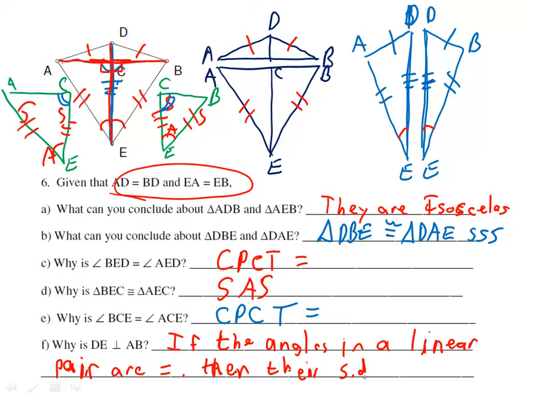And it makes sense, doesn't it? If you have a linear pair and they're equal, then there's only one measurement they could have, right? If I have two angles that are equal, so x plus x equals 180, the only measurement they can have is 90 degrees. And what do 90-degree angles form? They form perpendicular lines. So that's a little bit of a justification for that.